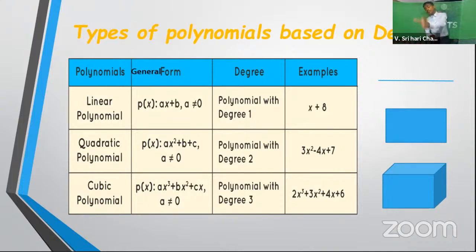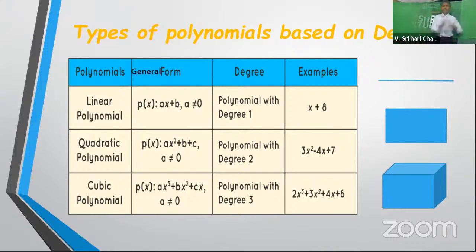Coming to the third image, a cuboid, having 3 dimensions, and hence it is called a 3D shape. We have the cubic polynomial. Cubic polynomial means if the given polynomial has degree 3, then it is called a cubic polynomial, right? So here p of x equals a polynomial with variable x to the power 3 plus bx square plus cx, where a should be not equal to 0.